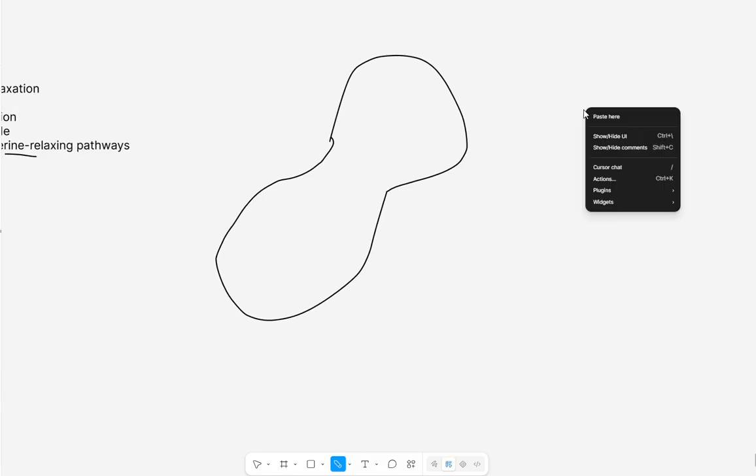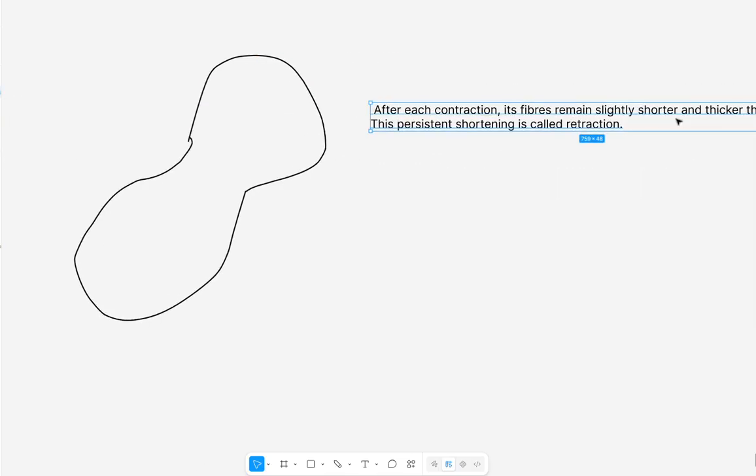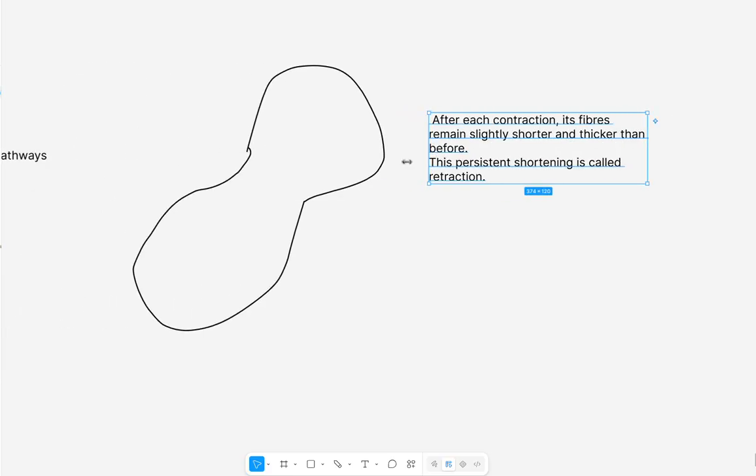Okay, so let me just punch this here. What happens in the upper uterine myometrium? What happens to the fibers? After each contraction, the fibers remain slightly shorter and thicker than before. This is happening to the upper uterine myometrium fibers. This persistent shortening is called retraction.